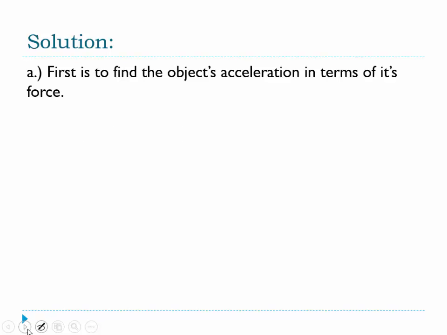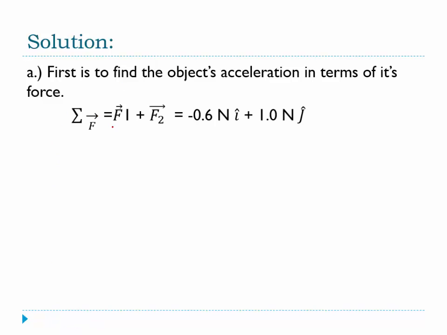Solution-wise, the first thing to do is to find the object's acceleration, and you're going to do that by finding an expression for the force on it. So here's force 1, we're going to add force 1 and force 2 together. For force 1 in the i direction we had 2, and for force 2 in the i direction we had negative 2.6. So you add those together and you get an i force of negative 0.6. You do the same thing with the j direction and you end up with 1.